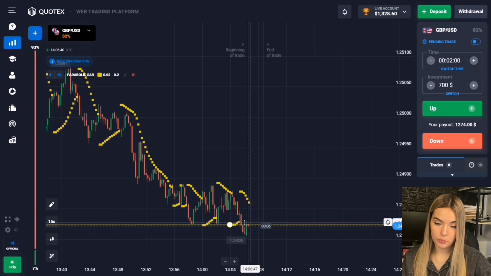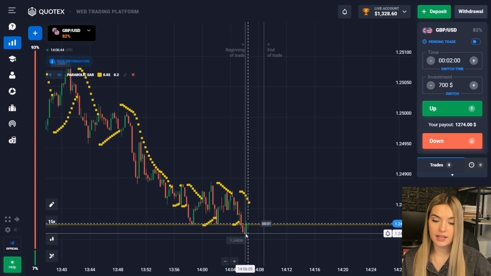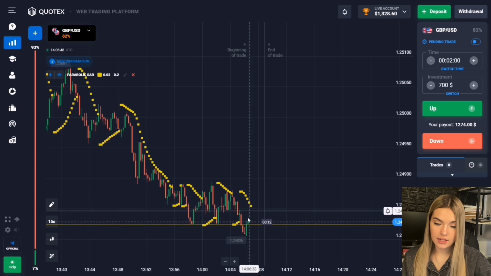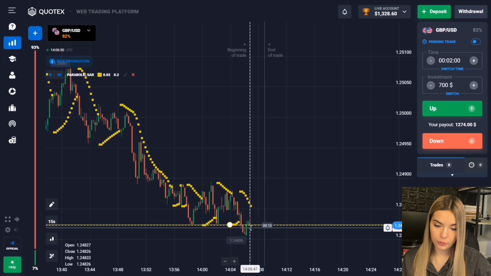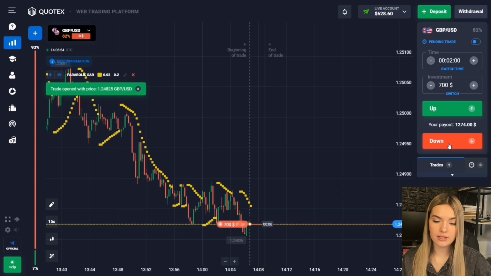Here we see the level of support. We also see that at the moment the price has already broken through this level and has consolidated under it. We also draw your attention to our indicator. It suggests that a downward movement is also expected in the near future. This situation suggests opening a deal for 2 minutes to decrease.